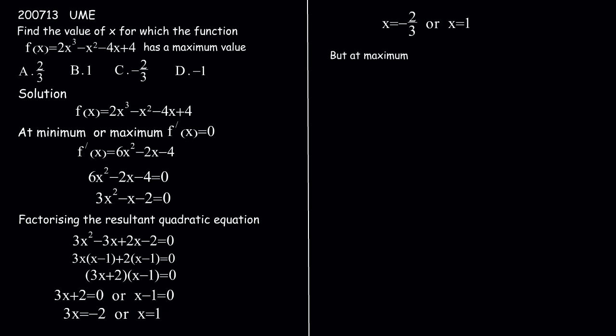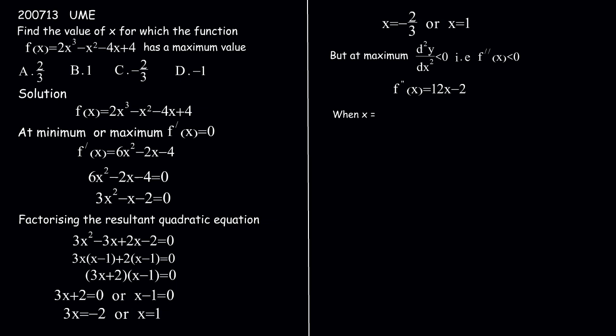But recall, at maximum, the second derivative is less than 0. That is, f double prime of s should be less than 0. Now differentiating to get d²y over ds², f double prime of s is equal to 12s minus 2. At this point, we'll be substituting our values of s into f double prime of s. We are going to be testing the two answers to see which one will be less than 0.